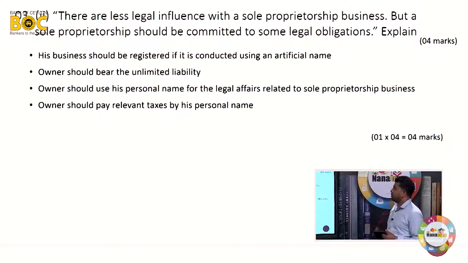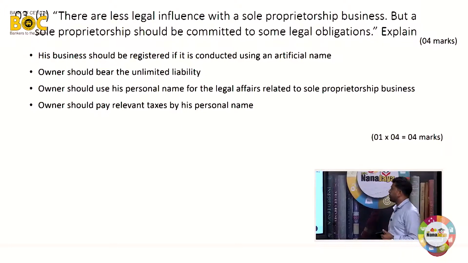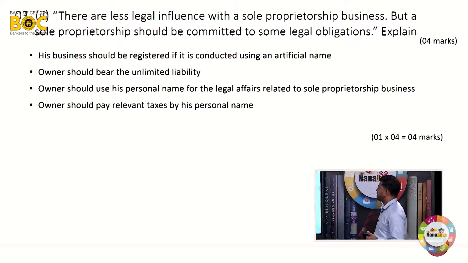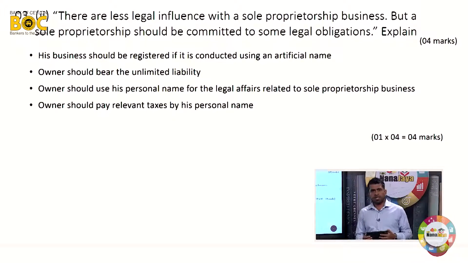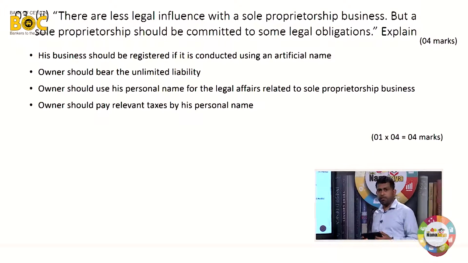Question number 3, Roman number 2. There is less legal influence with a sole proprietorship business, but a sole proprietorship should be committed to some legal obligations. Explain. Sole proprietorship businesses don't have a legal personality, but there are some legal obligations around a sole proprietorship business.